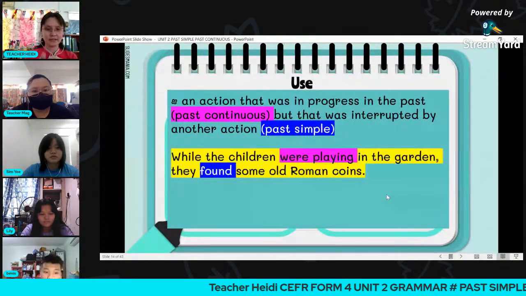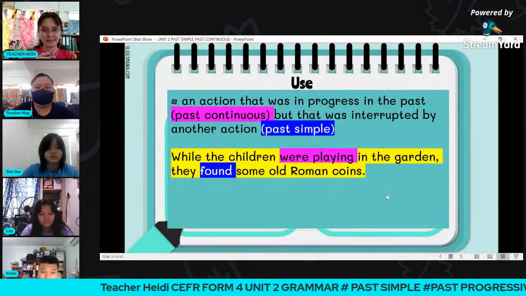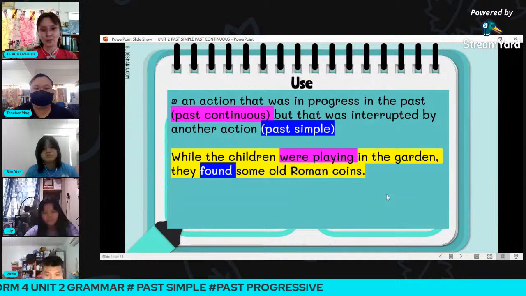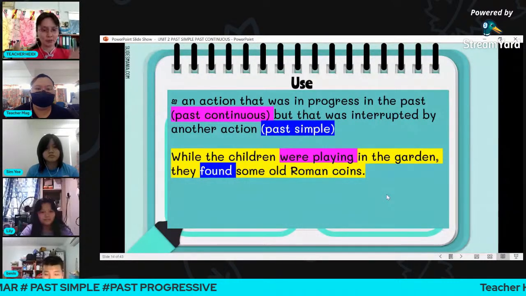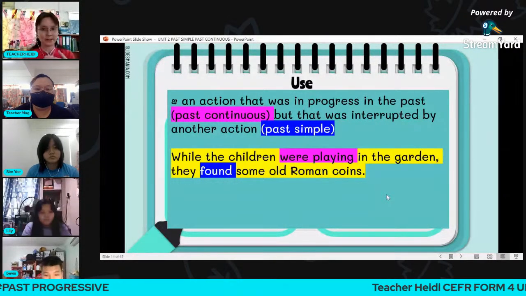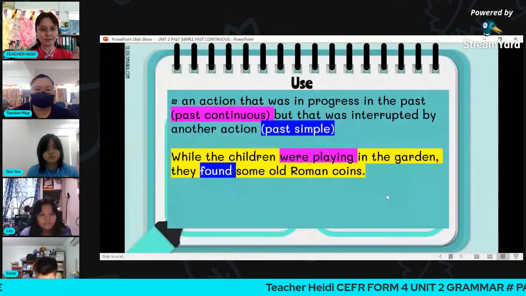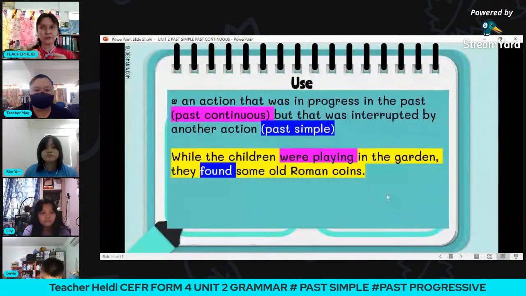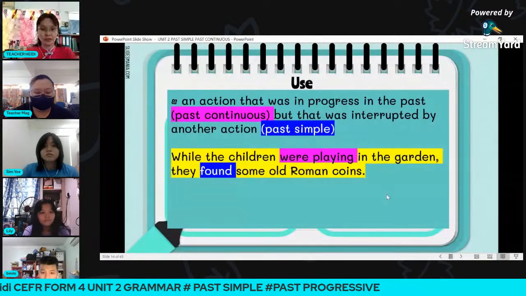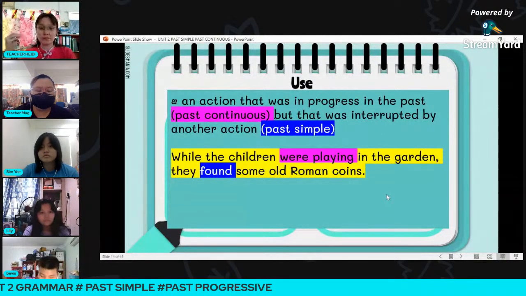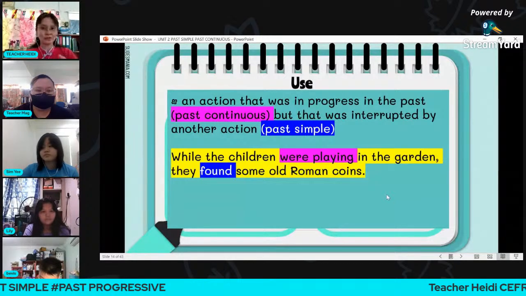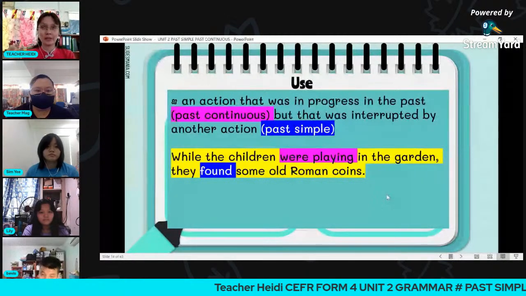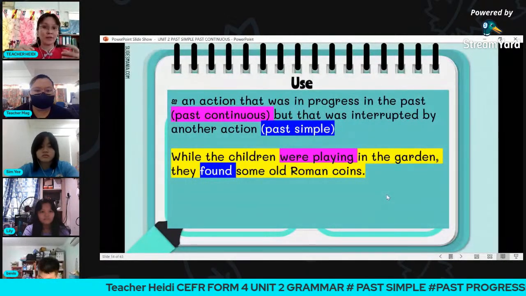Okay, you see, this is different. This is using while, right? Then you'll be questioning, why, just now both were continuous, and why is this one not continuous? Okay, you look at it. While the children were playing in the garden, they found some old Roman coins. This found is not something that they planned to do. It's something that they never expected. There's an old coin, so it's an interrupted action. Okay, especially things like a telephone ringing is something that you never expect.